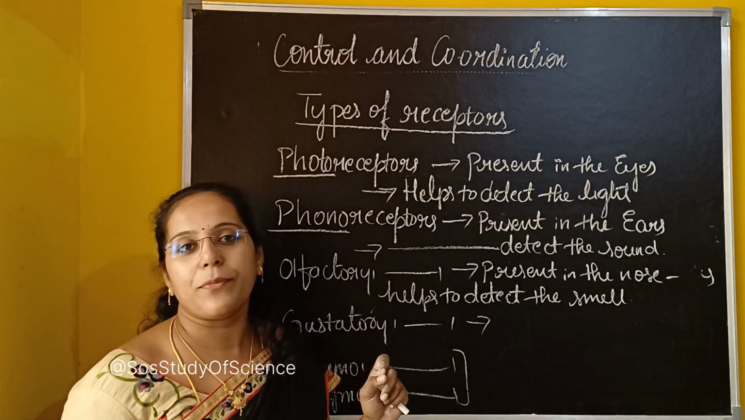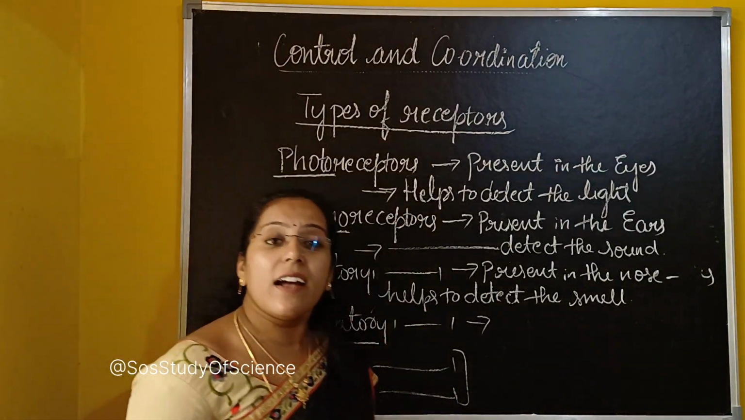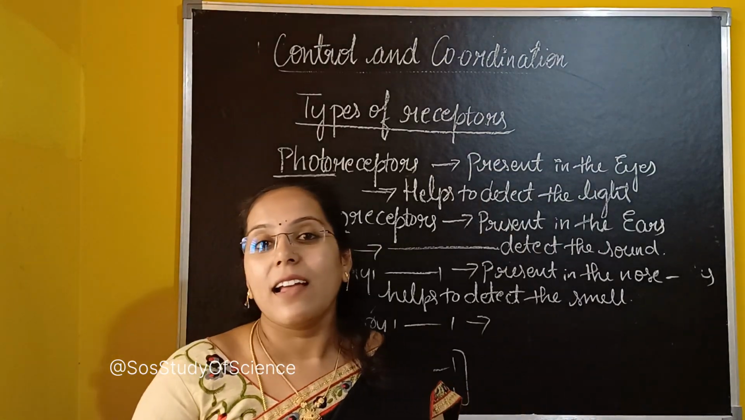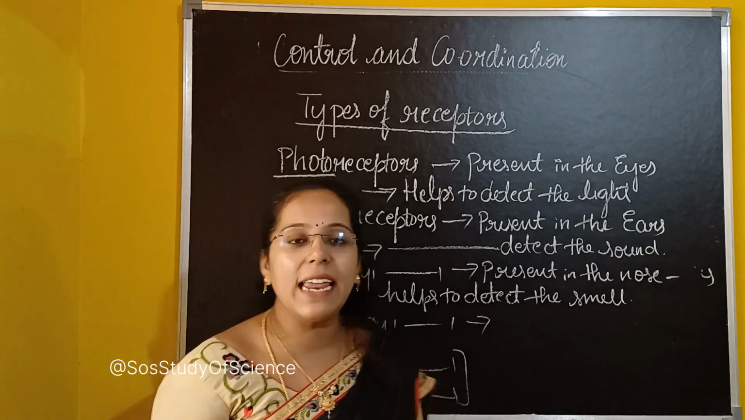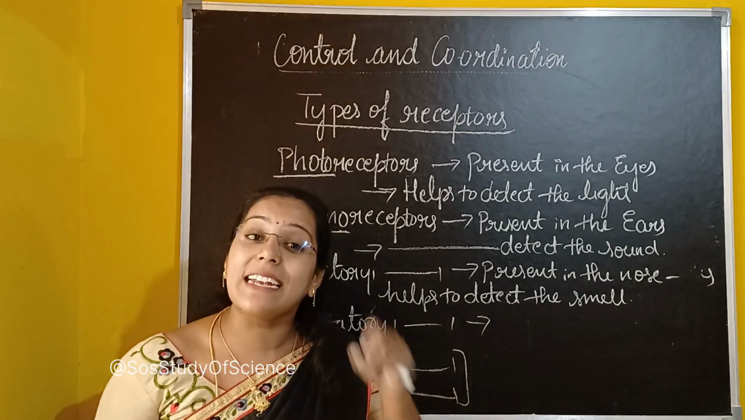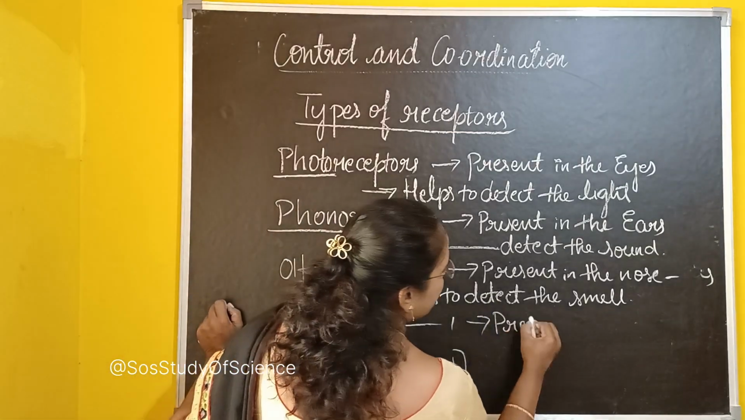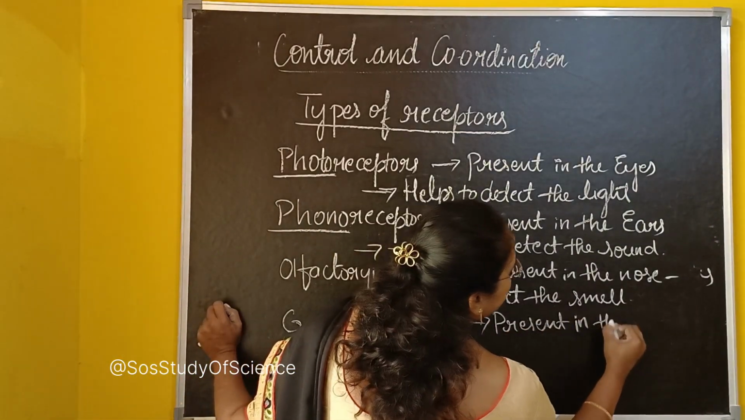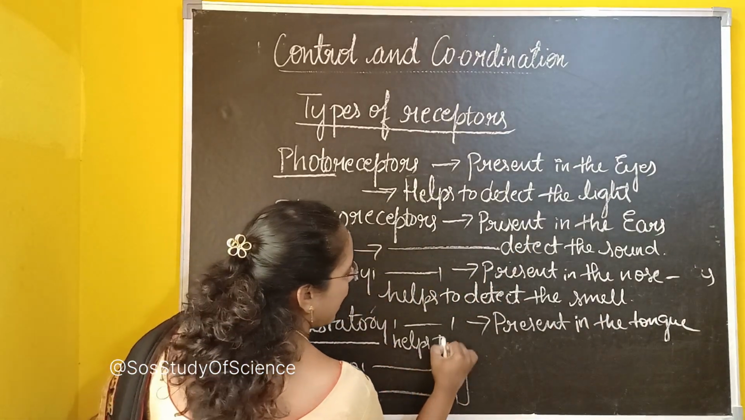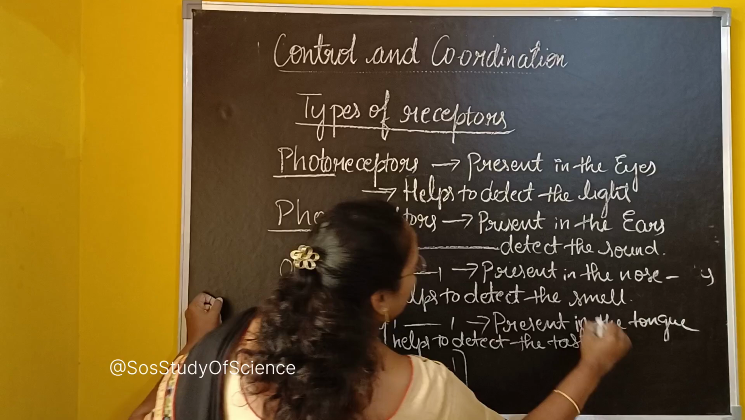This is very important. Moving to the next type of receptor, gustatory receptors. They are present in our tongue. What is the purpose of the tongue? It helps us taste the food. So gustatory receptors are the kind of receptors present in the tongue. They help us detect the taste. So what do you have to write? Present in the tongue. Helps to detect or identify the taste.